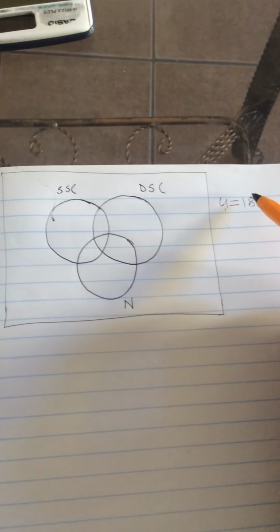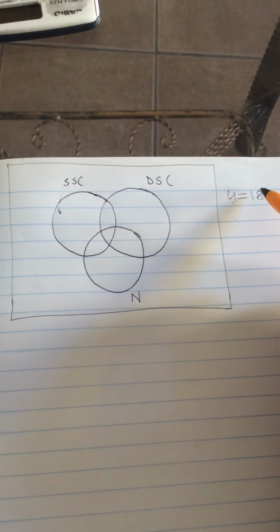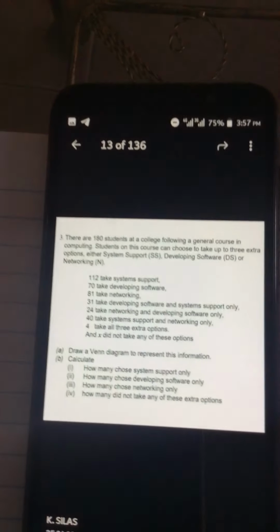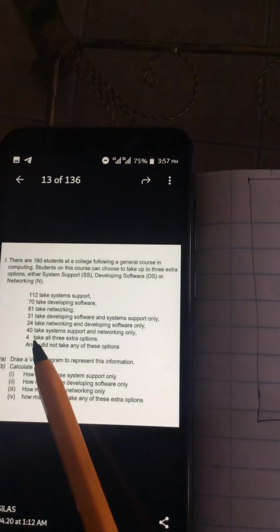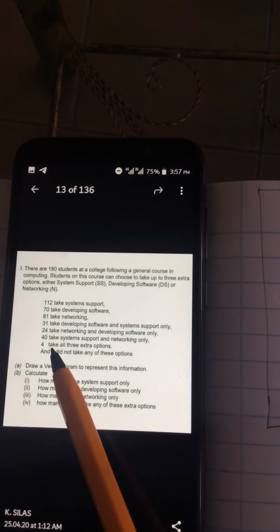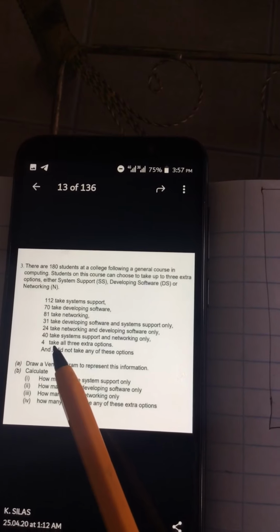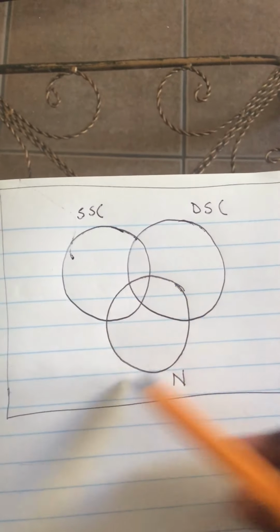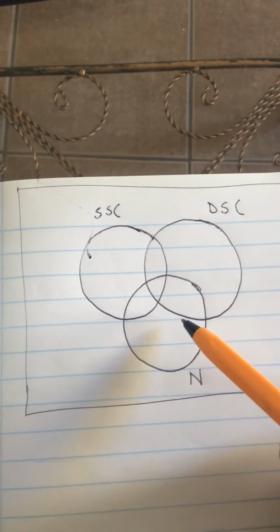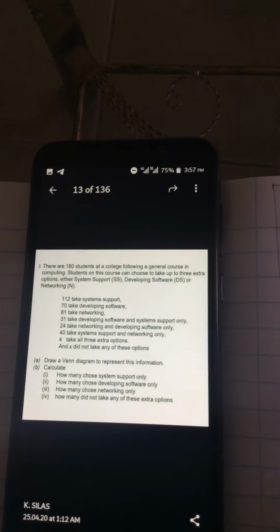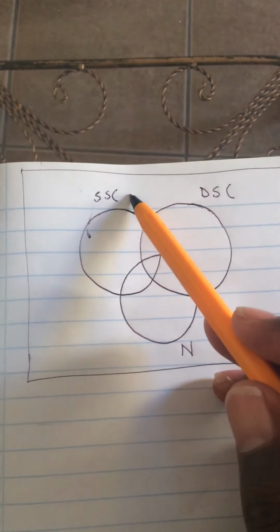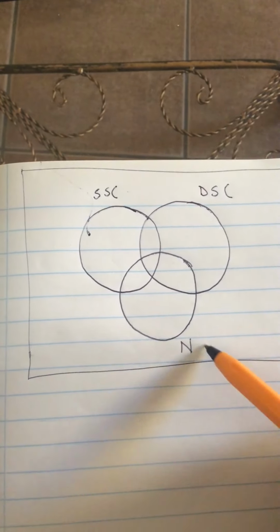So out of those 180 students, for you to fill in the diagram correctly, you must first start with the students that take all of these things. So you go to the intersection where all these circles are intersecting. They said 4 students are taking all extra 3. So they are taking SS, they are taking DS, and they are taking N.